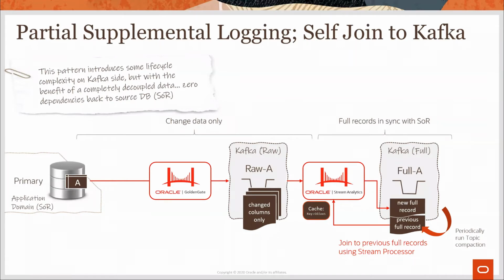So obviously this produces a lot of events, and topic compaction would have to be run periodically here to prune old messages out of the topics and keep this fairly slim in terms of how much data is held in the Kafka storage tier. So those are a couple patterns that we see around customers looking to create and preserve full records in their Kafka topics.